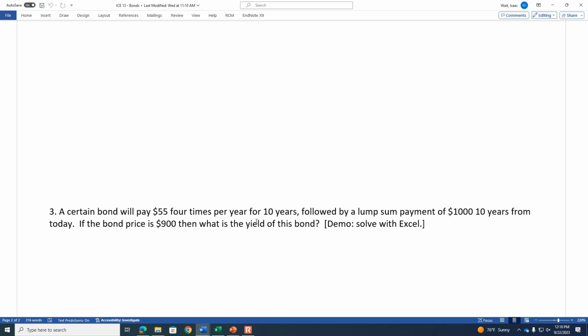Yield, I. Well, that's the main question. What we're trying to solve is the yield. So I'm going to put a question mark. Solve for this. We're solving for the yield. Okay, C, the redemption price, 1,000. So that's going to be the lump sum that we get 40 periods in the future.